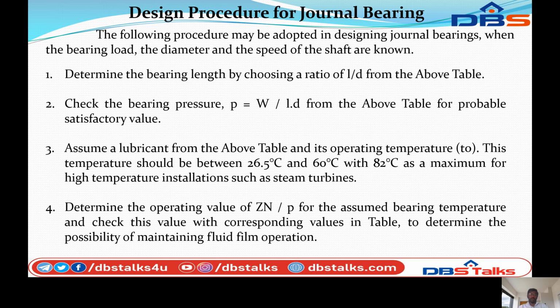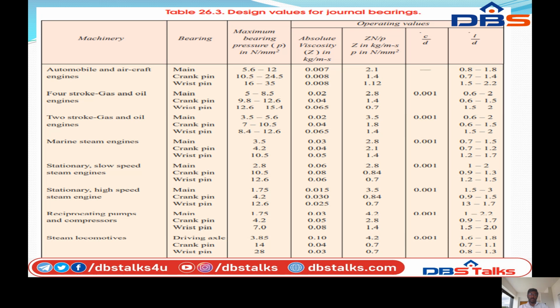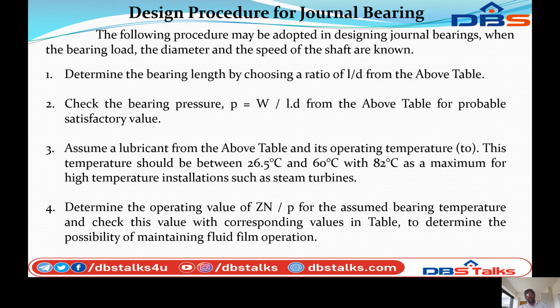So assume the lubrication and operating temperatures from the tabular column. Above the tabular column we can see the absolute viscosity. You can note down the operating temperature. This operating temperature is between 26.5 degrees centigrade and 60 degrees centigrade. This is the minimum, and the maximum for high temperature installations is 82 degrees centigrade. This type of temperature is used in steam turbines.